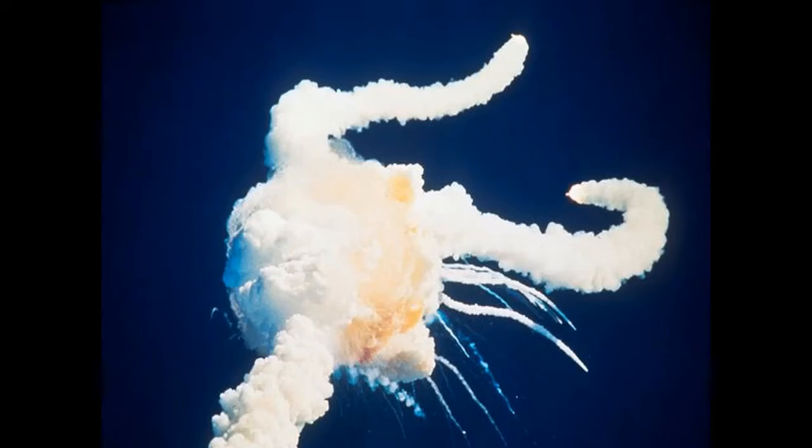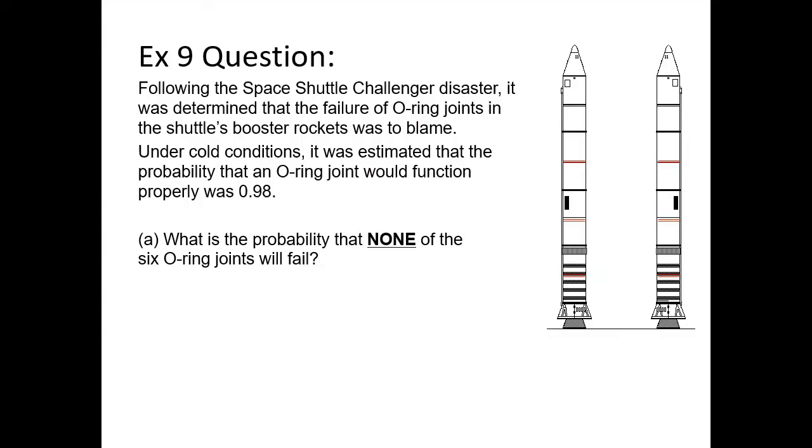Those two trails going off into the top right of this photo are actually the solid rocket boosters just taking off haphazardly. All right, so let's look at the actual problem that we're asking you to look at here.